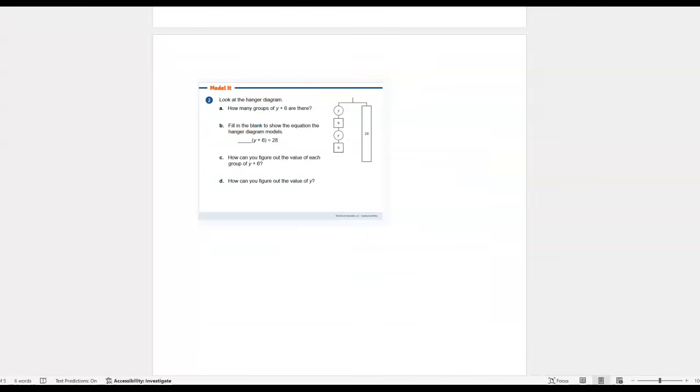So here's another problem kind of like that. How many groups of y plus 6 are there? Well, there's 1 group. There's 2 groups. So this is 2 groups, meaning I could then write this as 2(y + 6) equals 28. So how do I figure out what a group of y plus 6 is equal to? Just like I did in the last one, I divide by 2. Divide by 2. And so I'm going to get y plus 6, because these two cancel out, is equal to 28 divided by 2, 14. So y plus 6 is equal to 14.